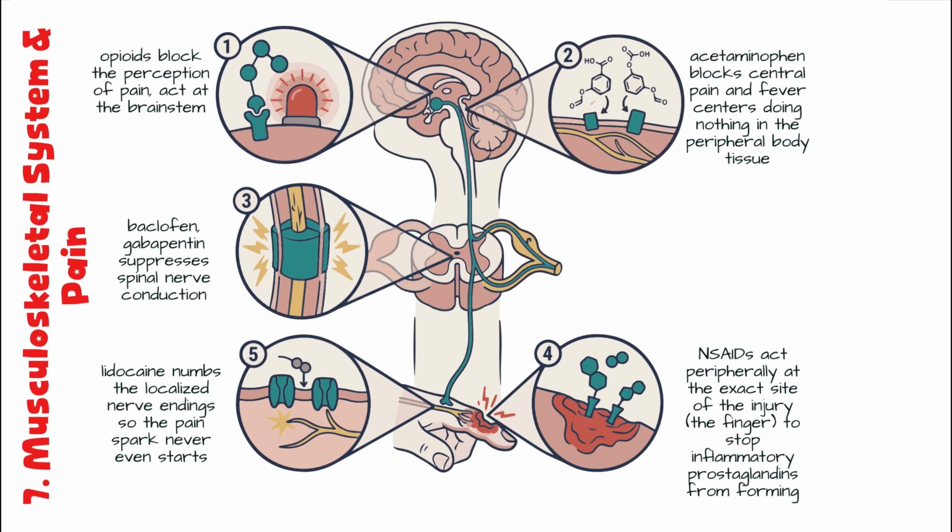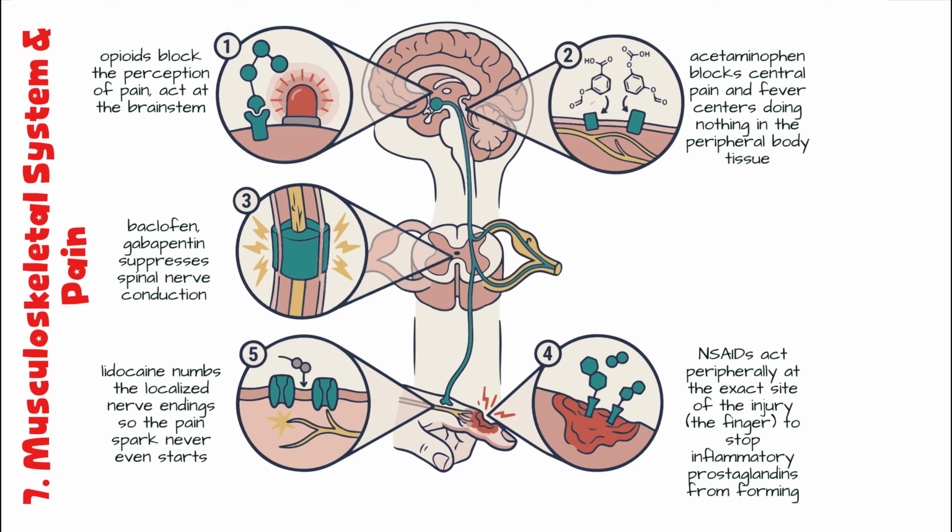At the brainstem, opioids block the perception of pain itself. Also at the brain, but through a different door, acetaminophen blocks the central pain and fever centers, doing nothing in peripheral tissue. Along the spinal cord, baclofen and gabapentin suppress nerve conduction as the signal travels up. At the local nerve endings, lidocaine numbs the area so the pain spark never starts. And back at the injury site itself, NSAIDs act peripherally, stopping inflammatory prostaglandins from ever forming.